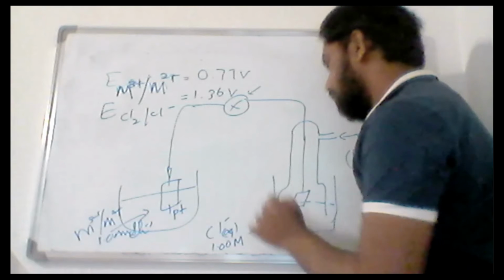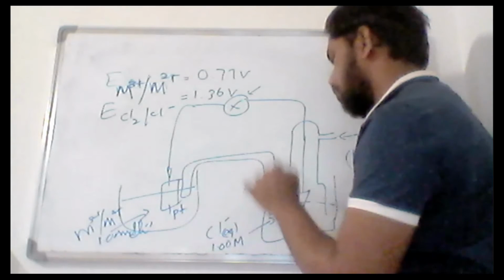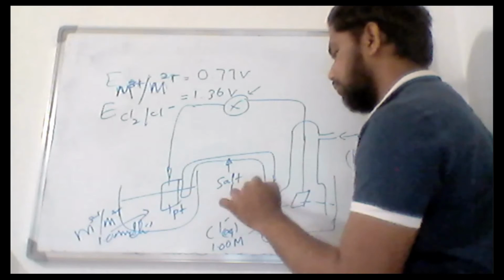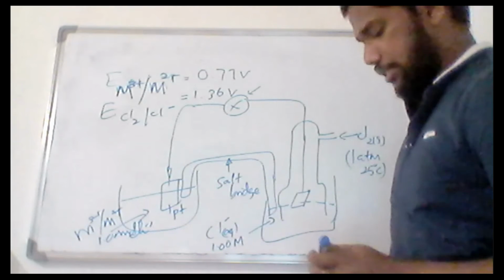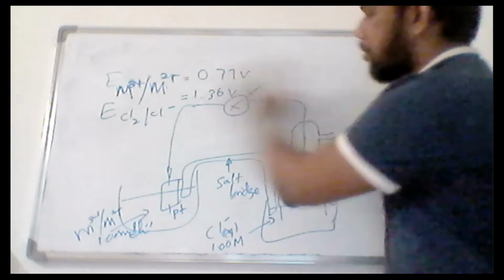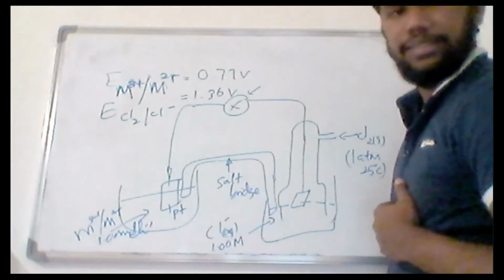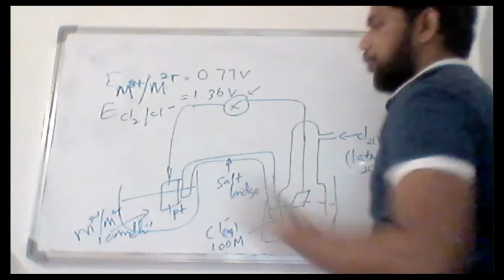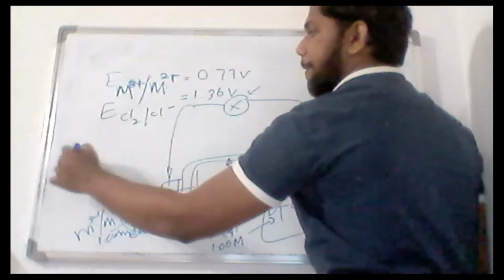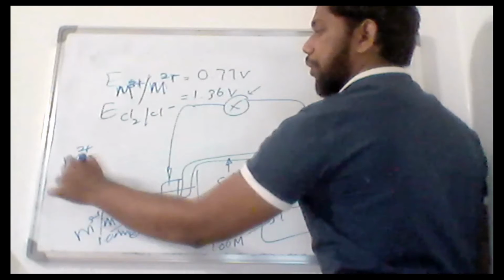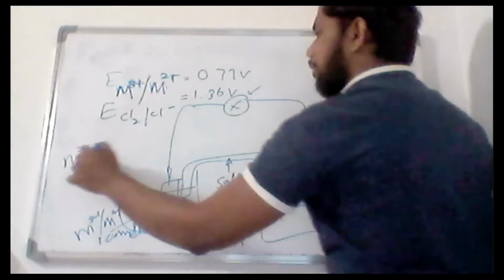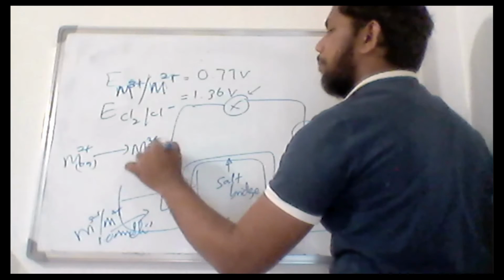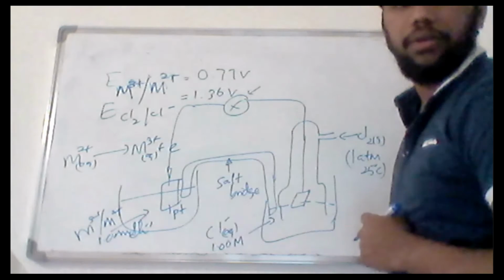So still the circuit is not completed. You have to use a salt bridge. So your cell is going to look like this, and this will be your anode, this will be your cathode based on the values. So your anodic reaction will be M2+ (aq), states are very important, giving M3+ (aq) plus an electron. This is your anodic reaction.